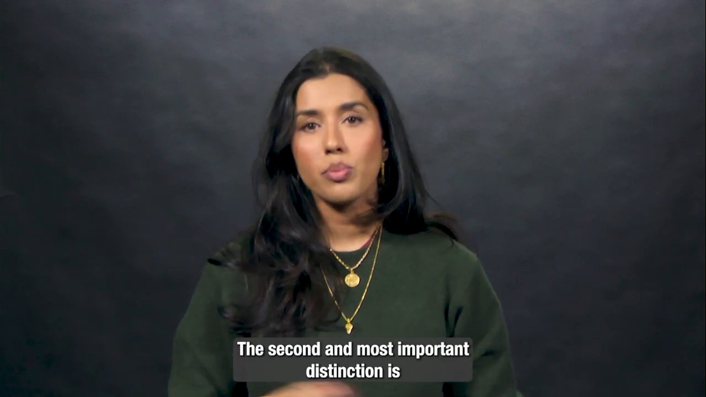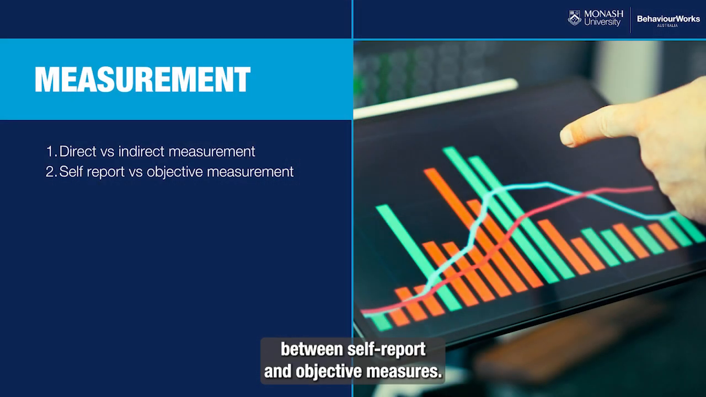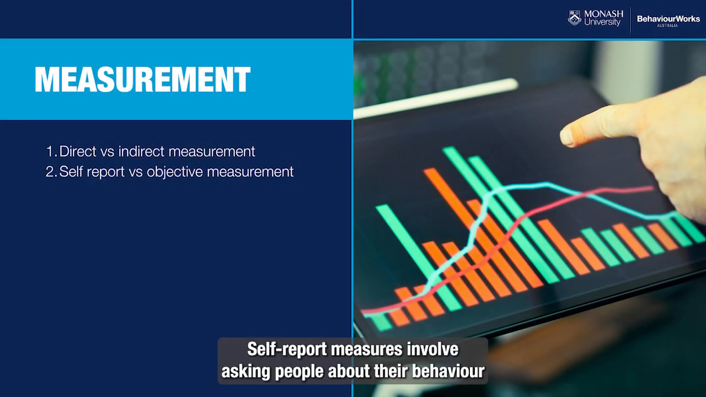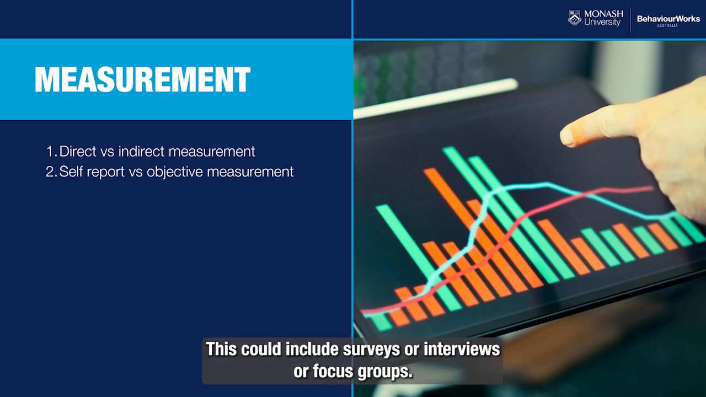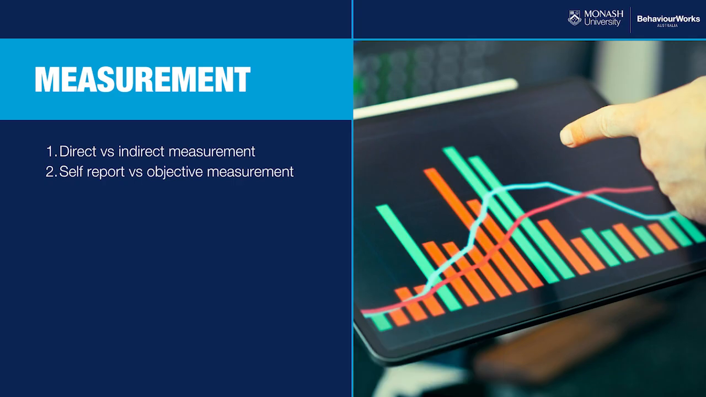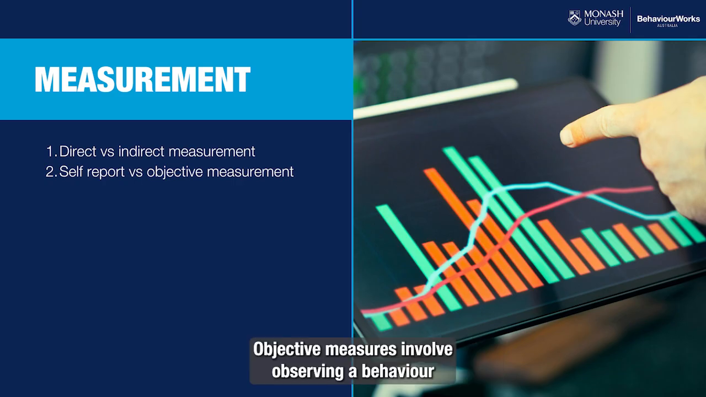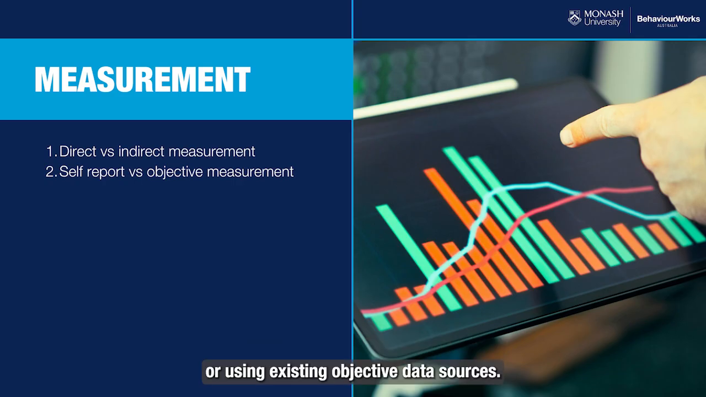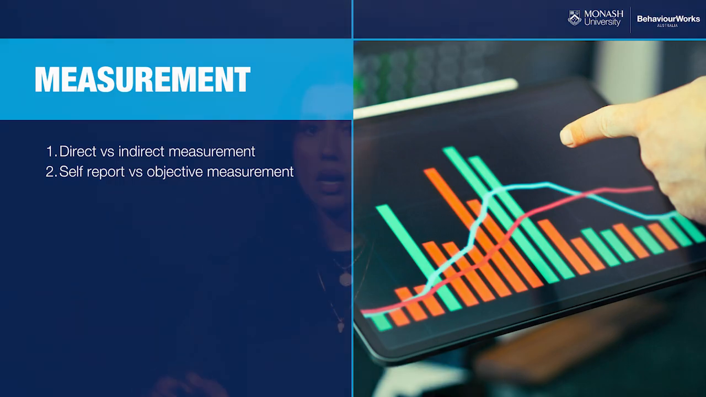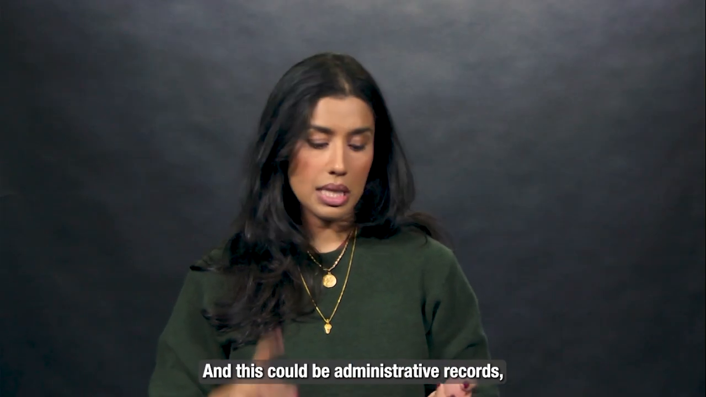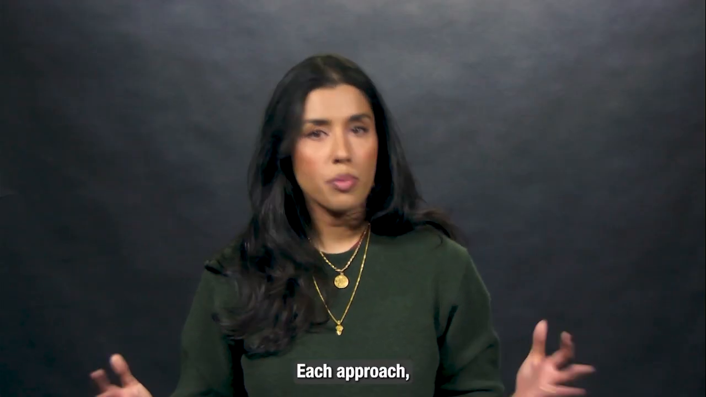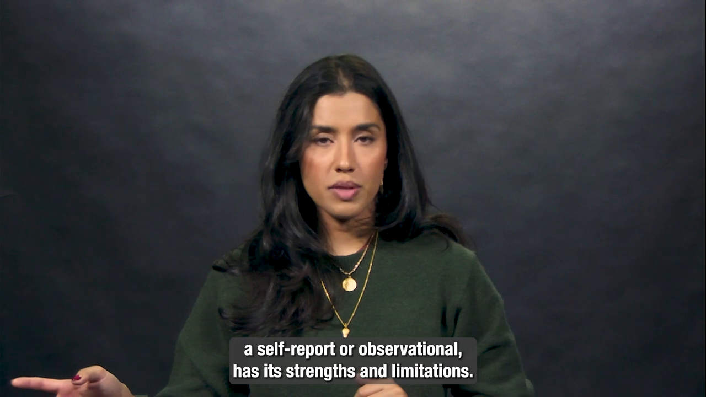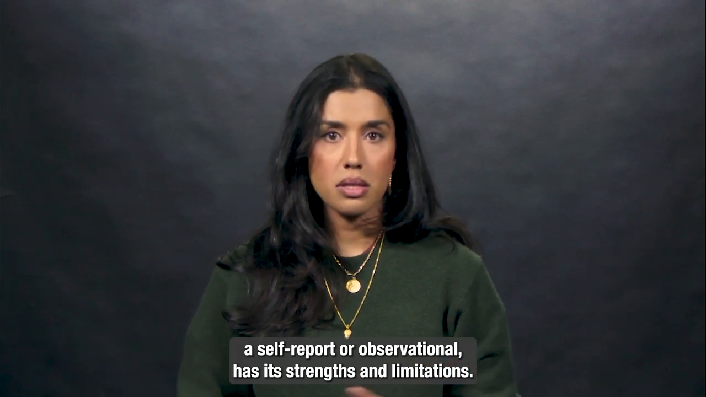The second and most important distinction is between self-report and objective measures. Self-report measures involve asking people about their behavior or their beliefs or their attitudes, right? This could include surveys or interviews or focus groups. Objective measures involve observing a behavior or using existing objective data sources. And this could be administrative records, sensor data, behavioral observations. Each approach, self-report or observational, has its strengths and limitations.